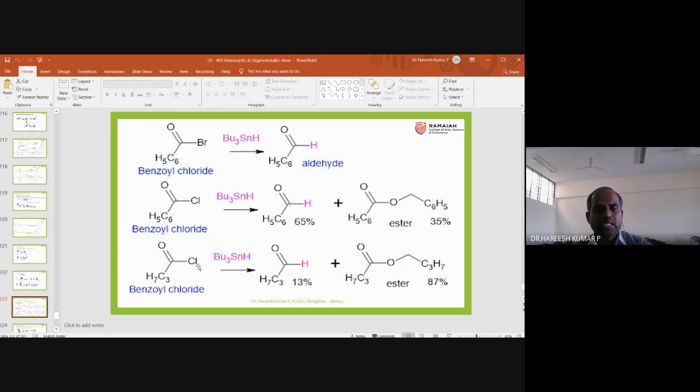So I am taking one more example. C6H5 is an aryl, but here I am taking a propyl, C3H7. It's a propyl. So here the name is wrong. You need to correct it. This is a propyl, so this carbon chain means butyl. The name of this compound is butyryl chloride. This is not a benzoyl chloride. Butyryl chloride, when it is treated with tributyl tin hydride, what will it do? There will be a homolytic cleavage.